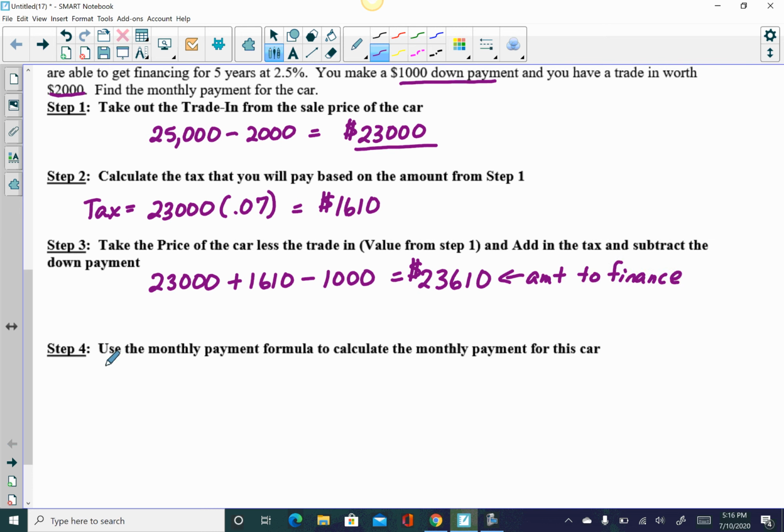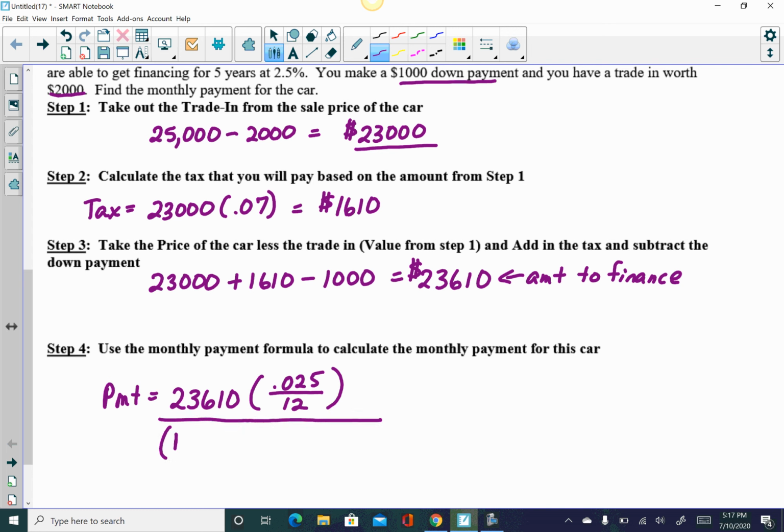So now in step 4, it says use that monthly payment formula that you see at the top of the notes here to calculate the monthly payment for this car. So your payment would be equal to your principal that you are going to finance, so the $23,610, parentheses, your interest rate, 0.025, divided by 12, close parentheses, divided by, start a parenthesis, 1 minus, start another parenthesis, 1 plus, 0.025, divided by 12, close it, raise it to the negative 12 times the number of years, and we were doing this for 5 years, so times 5.